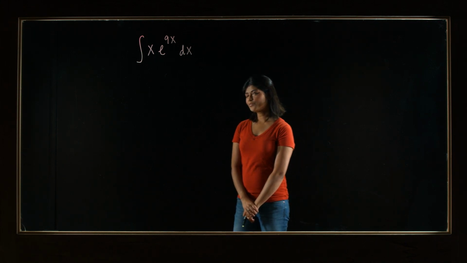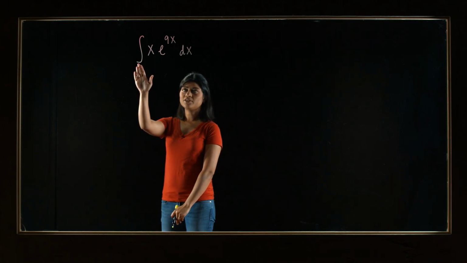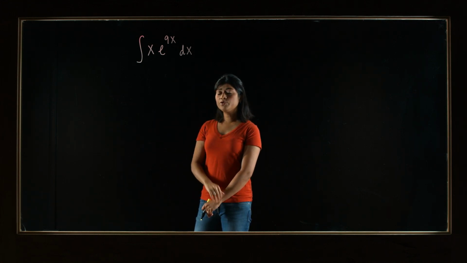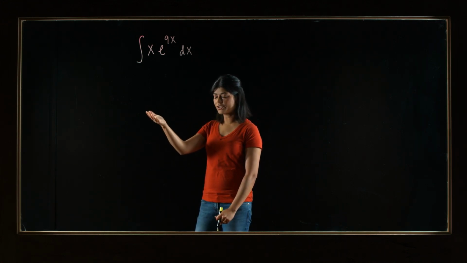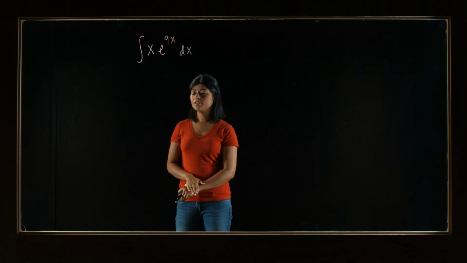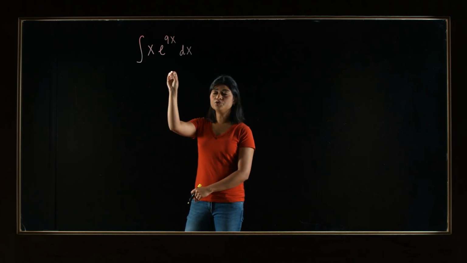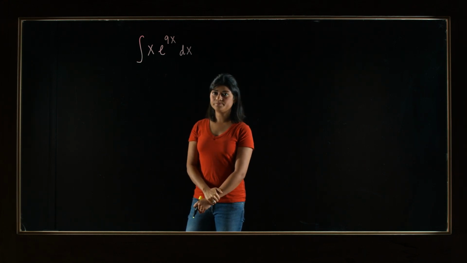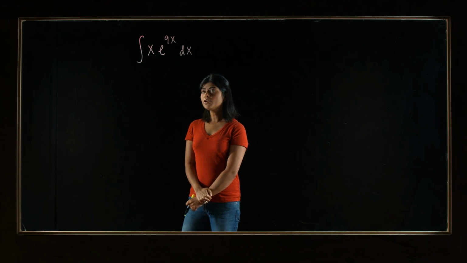In this problem, we have an integration of x times e to the 9x dx. We don't have to evaluate this integral, but we have to identify the u and dv if you are using integration by parts to solve this integral. That's what we have to do.